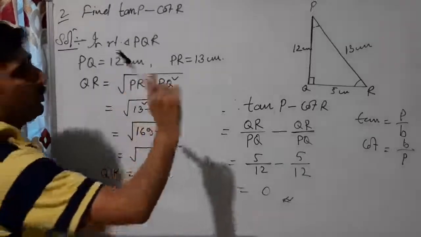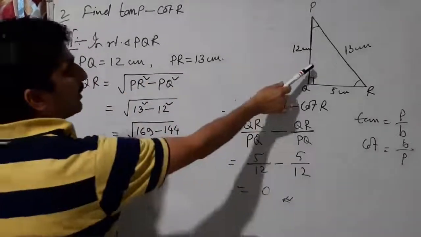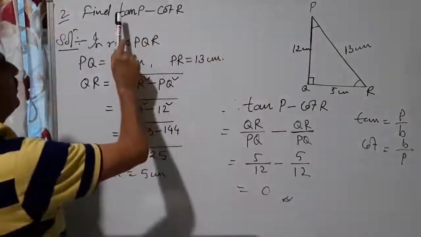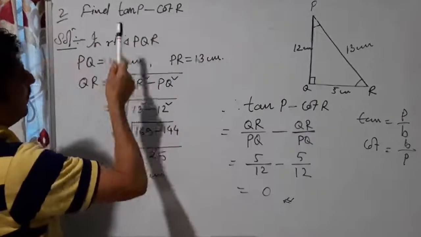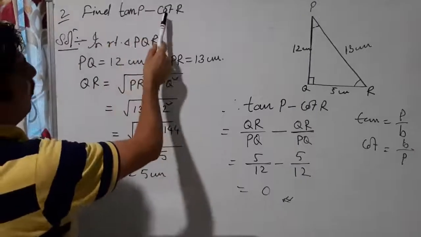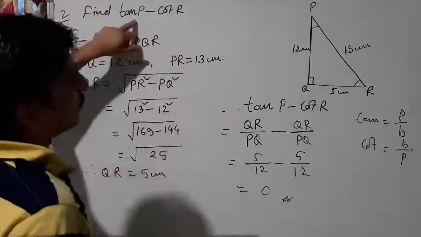So here, question number 2. This figure is given. For this figure we have to find out tan P minus cot R. So my dear, first we should know tan P and cot R. We have to find out, and then what are the relations we should know.